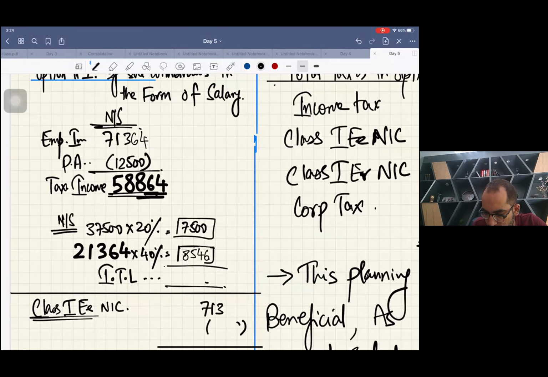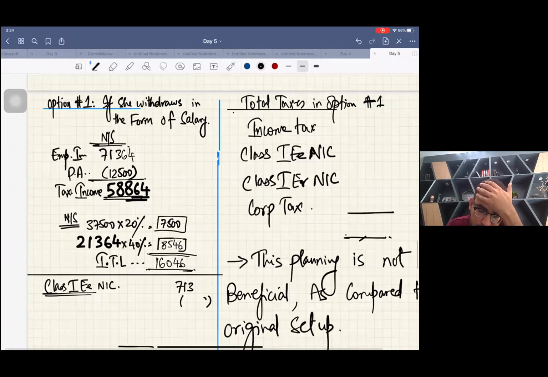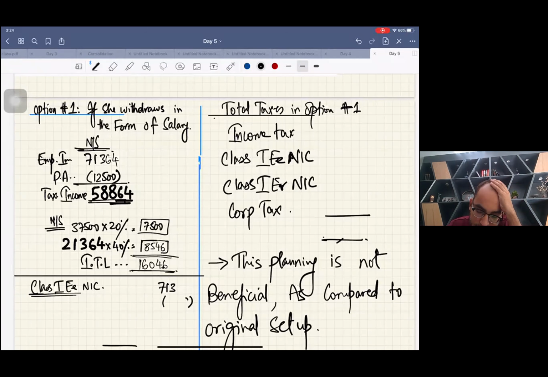Okay, now can you tell me the total income tax? 7,500 plus 8546. How much is the total income tax? 16046. 16046 is your total income tax, right?